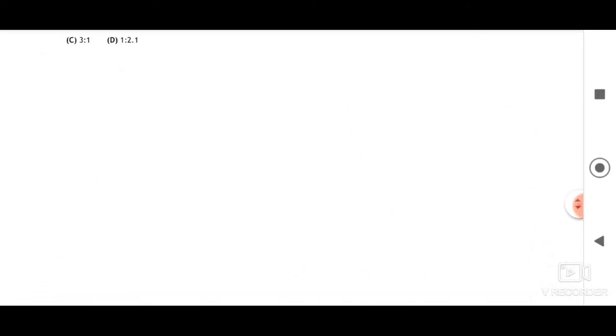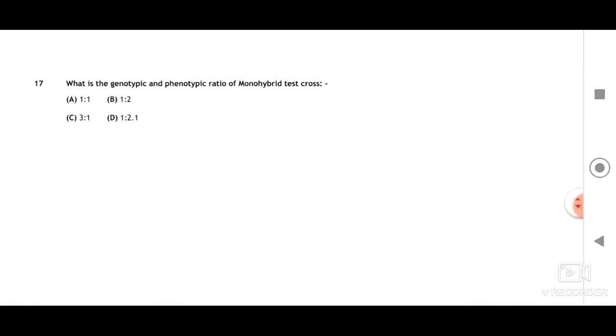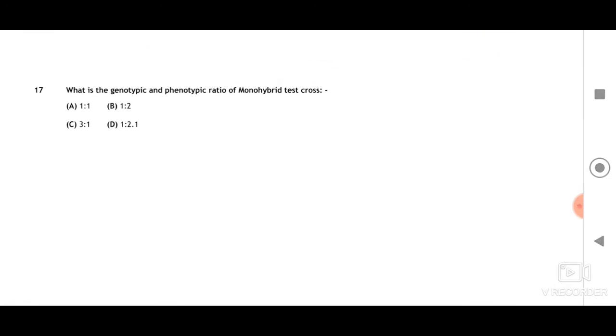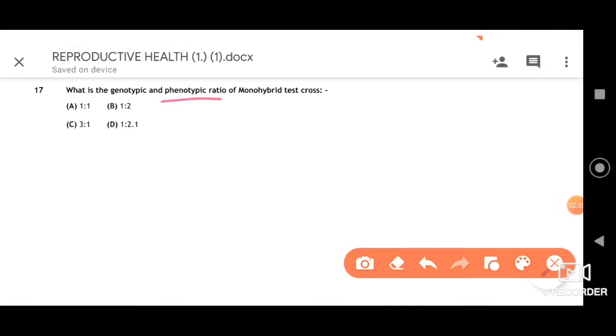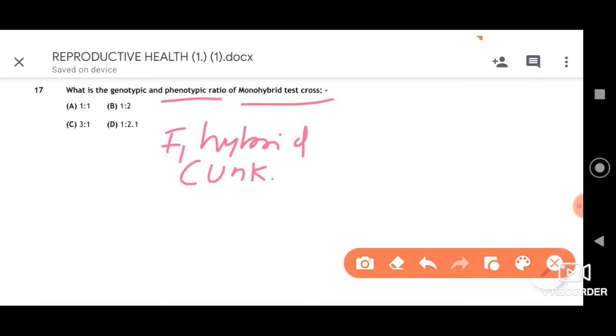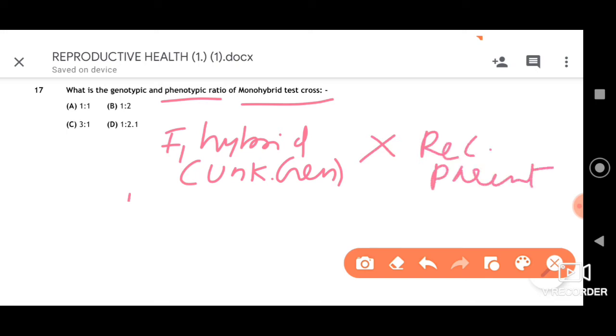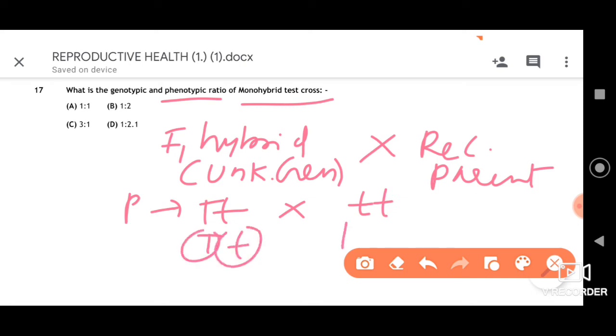Then dear friends, the next question we have here is, what is the genotypic and phenotypic ratio of a monohybrid test cross? What is a monohybrid test cross? Already I have explained. It is a cross between the F1 hybrid with unknown genotype and its recessive parent. So when it is done, what happens? The parent would be capital T small t into small t. The gametes would be capital T, small t, and here small t.